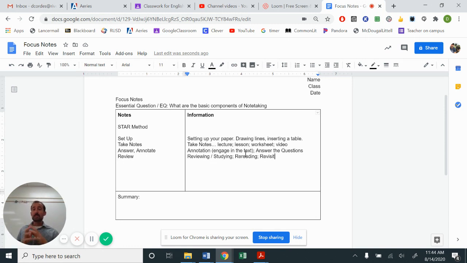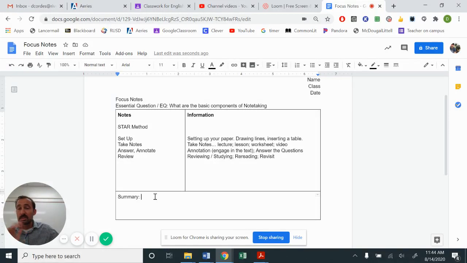So the STAR method for notes is just that. You set up your page, get everything organized. You take notes as the teacher is talking or as you go through the lesson. Then once the lesson is done, you go back and answer any questions. You go back and annotate. Maybe you highlight for what you think is important. And then you're able to sit there and review your notes.